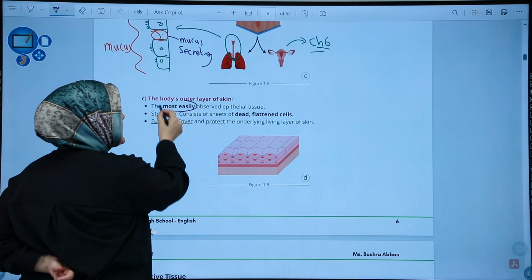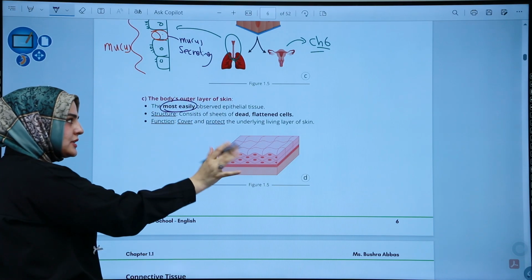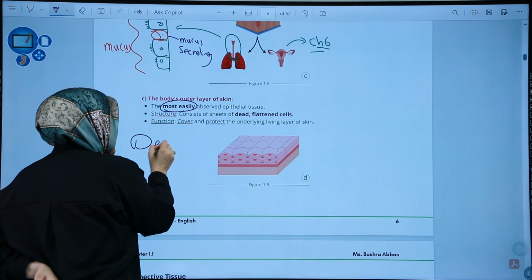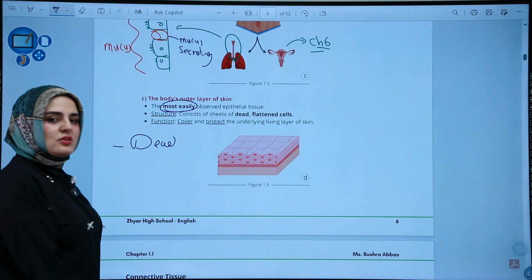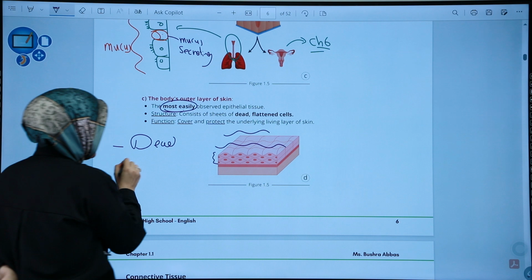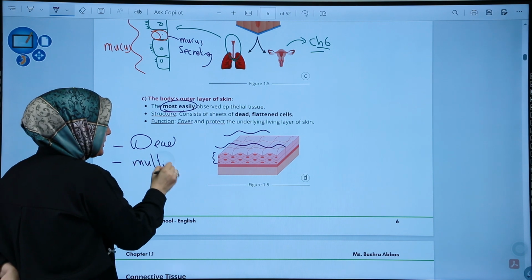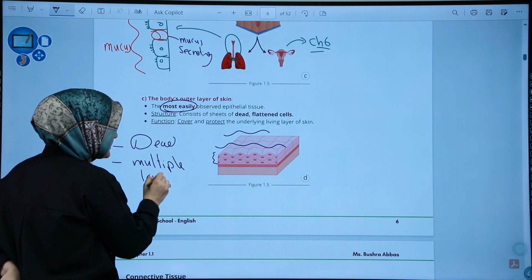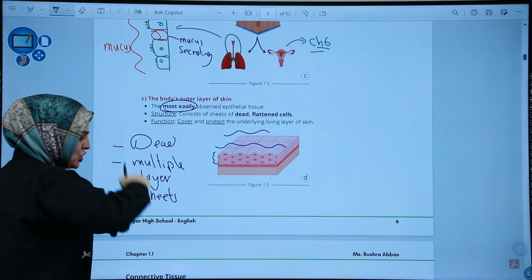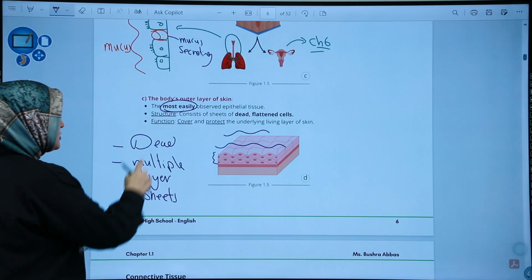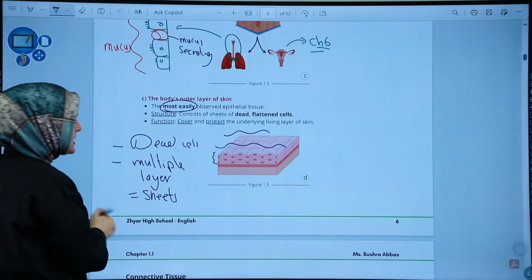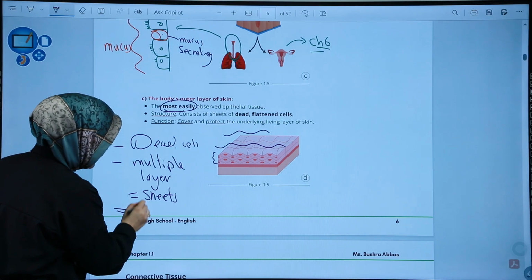That's why it's the most easily seen type of epithelial tissue. You have to memorize this. It's a keyword. It is dead. The only dead cells you have are on the skin. It's on the surface of the skin. And if you can see, it's multiple layers. Multiple layers. And instead of multiple layers, we could say sheets. Sheets. Okay? What did we have? Dead cells, multiple layers or sheets, and they are flat.